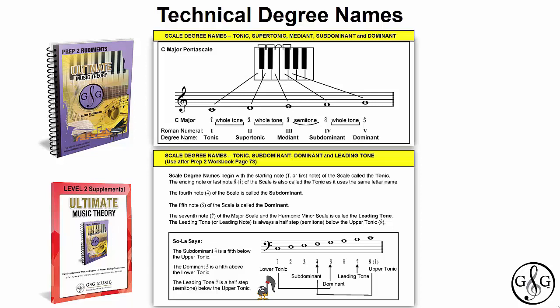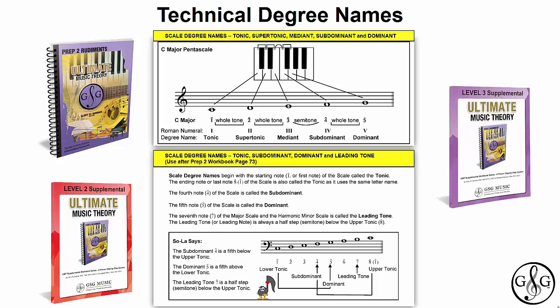When both the Prep 2 Rudiments workbook and the Level 2 Supplemental workbook are complete, students will move on to the Level 3 Supplemental workbook. So it's really an easy system, easy to follow.